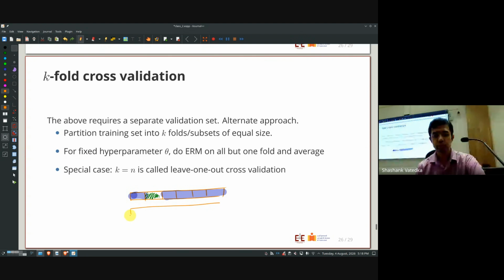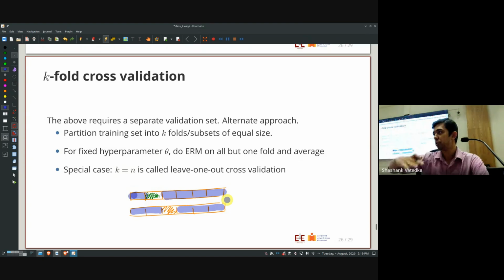So for the next, you find the ERM using these samples and evaluate the performance on this particular fold. And then you average over all possible folds. Right? So that's called k-fold cross-validation. And people take that to an even more extreme, where you take k to be equal to n. So in other words, you train using all but one sample, and then use that one sample as the fold over which you evaluate. And then you average over all possible folds.